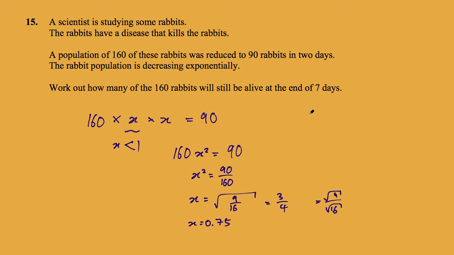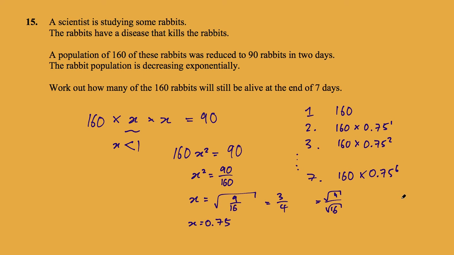After 2 days it's got to 90, so day 1 is 160, day 2 is 160 times by 0.75, day 3 is 160 times by 0.75 squared. When it gets down to day 7, that's going to be 160 times by 0.75 to the power of 6. I've taken a shortcut there. I've just noticed the pattern between 0.75 to the power of 1 after 2 days, 0.75 to the power of 2 after 3 days, so when it gets to 7 days, there are going to be 6 as the index number there. You could just write this out stage by stage and you'd get to the same answer.